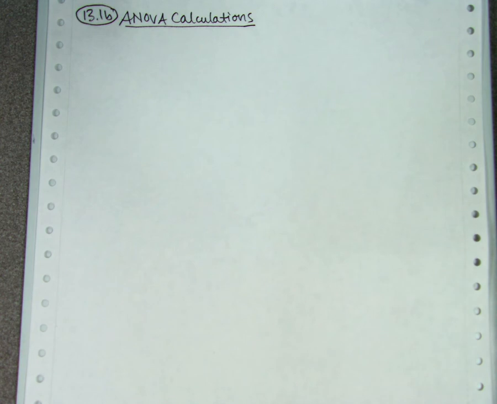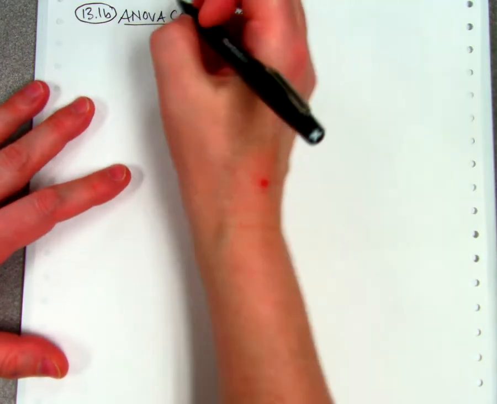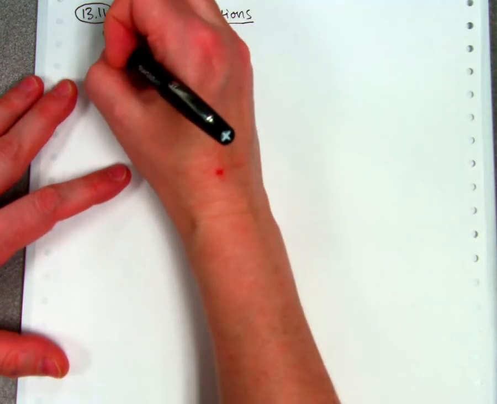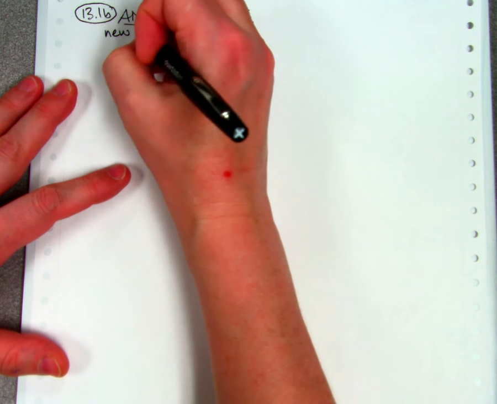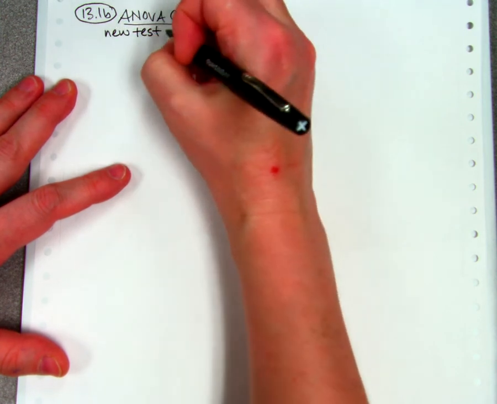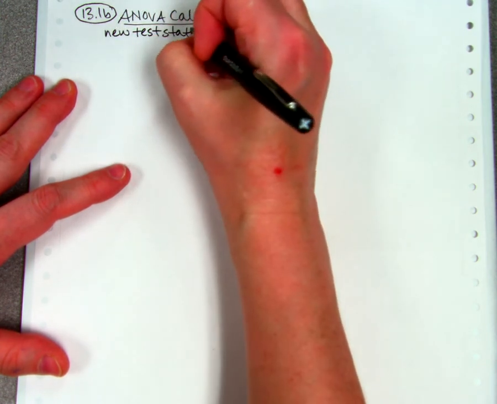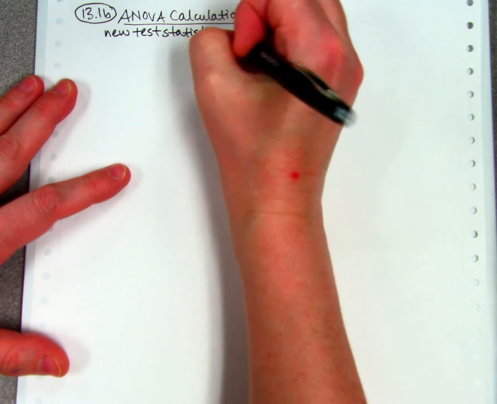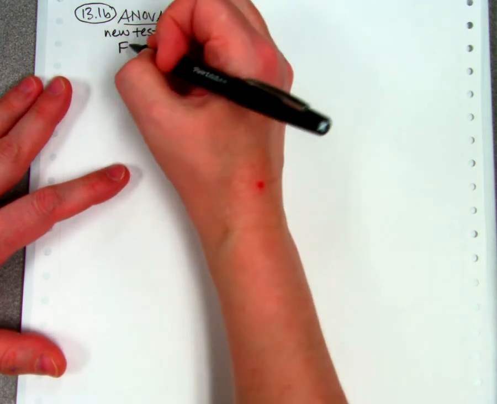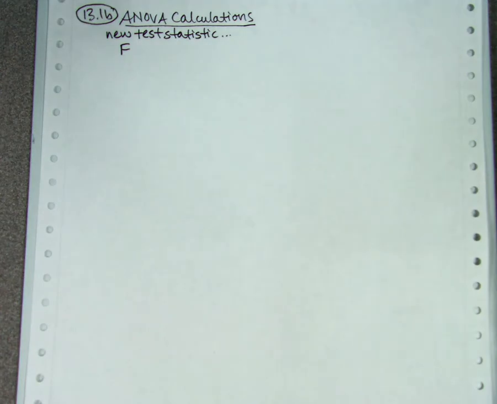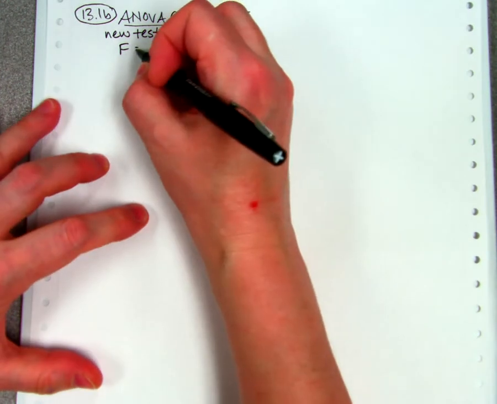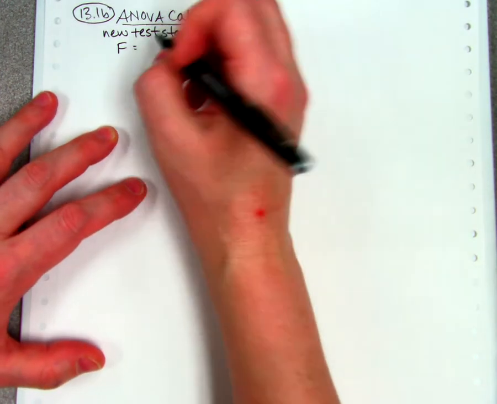So I told you yesterday that we would learn how to do the calculations today, and we're going to start by talking about the test statistic, which is new. We have not seen this one before. It is called F, named after Fisher, who was one of the big statisticians who invented things. So the Fisher F test is what it's called.